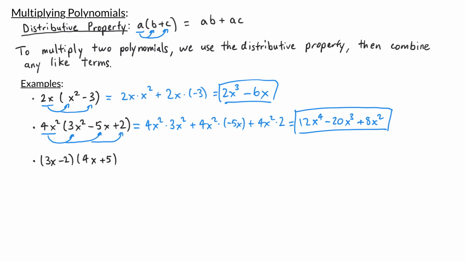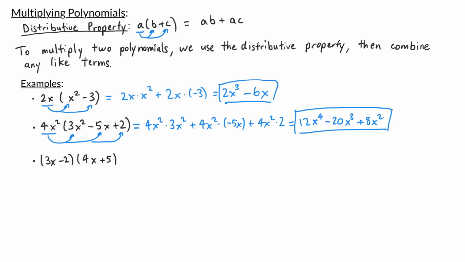In our next example here, we have the polynomial 3x minus 2 times the polynomial 4x plus 5. One thing to note is that when your polynomial has 2 terms, sometimes it's referred to as a binomial. So 3x minus 2 has 2 terms, so we can call it a binomial. 4x plus 5 also has just 2 terms, so we can also call it a binomial. So here we have a product of 2 binomials.